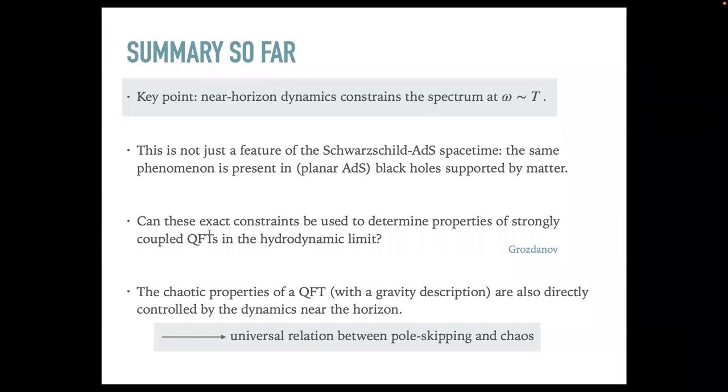Instead, what I want to explain to you, as I mentioned near the start, is that there's another aspect of the dynamics of the quantum field theory which in the gravitational description only depends on what's happening near the horizon. Those are called the chaotic properties of these quantum field theories. Since both of these things only depend on what's happening near the horizon, you might think there's some connection between them, and it turns out there is. There is a universal relation between locations of pole-skipping points and certain Green's functions and these chaotic properties of quantum field theories, which I'm now going to explain.